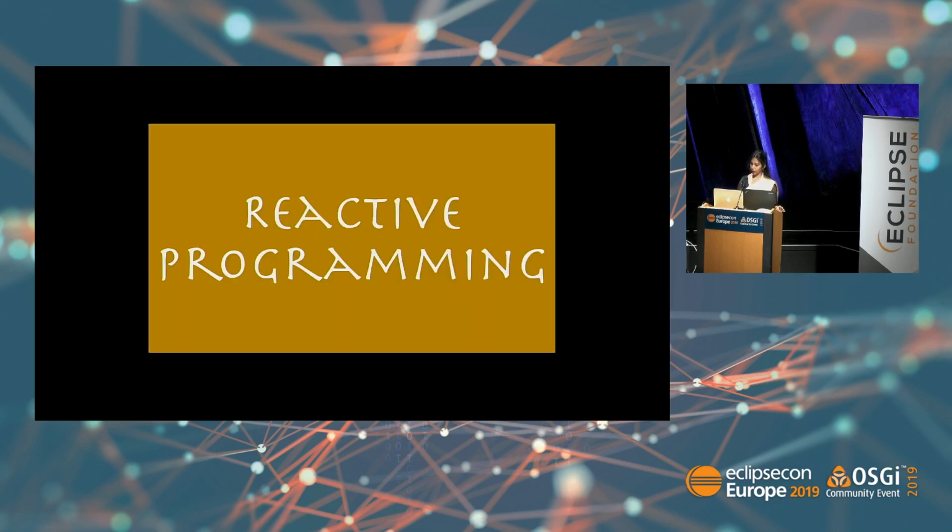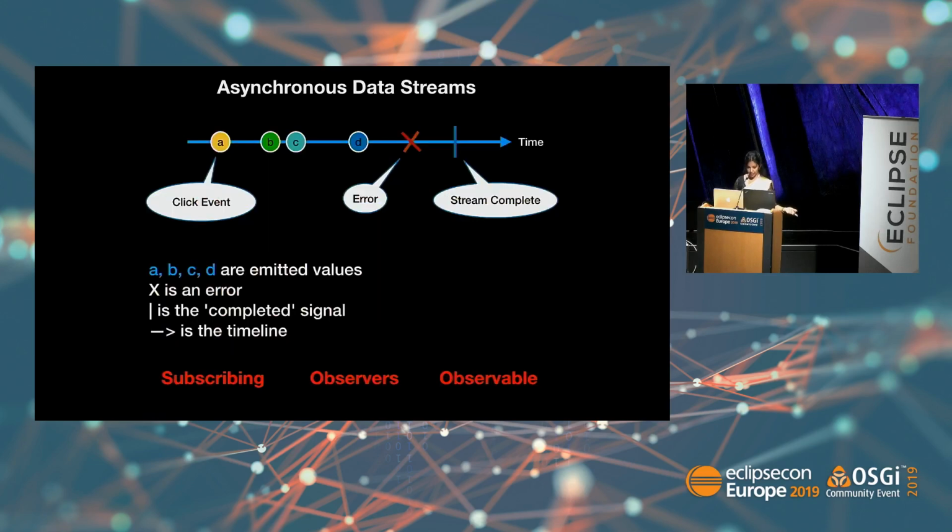I am now coming to reactive programming. Reactive programming is programming with asynchronous data streams. So, yeah, asynchronous data streams are sequences of ongoing events that are happening over time. It can emit three different types of things: one is any type of value, A, B, C, D, or an error, or a complete signal.